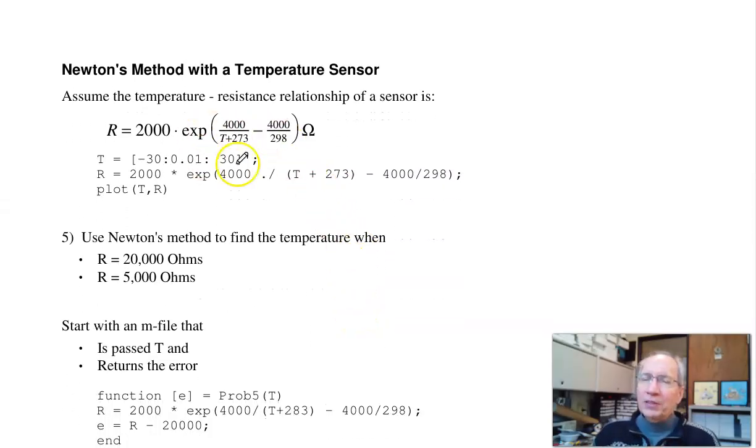I can use that with a temperature sensor. So that's an example like a thermistor. A thermistor is a resistor where the resistance changes with temperature. That's something we'll be using over the next 4 years in electrical computer engineering. Here's a thermistor: given T, find R. Going the other way around, given R, find T. Well, one way to do that is Newton's method. If I know that R is 20,000 ohms, what's the temperature?